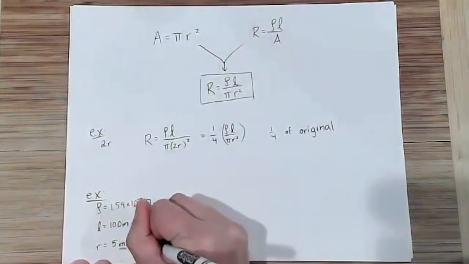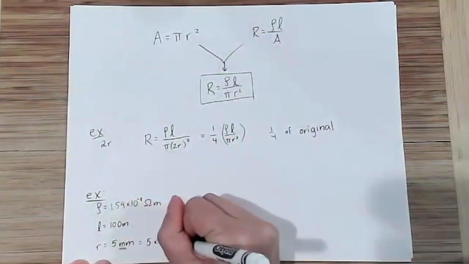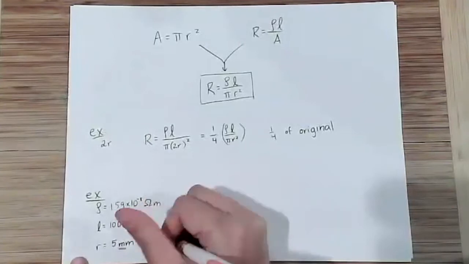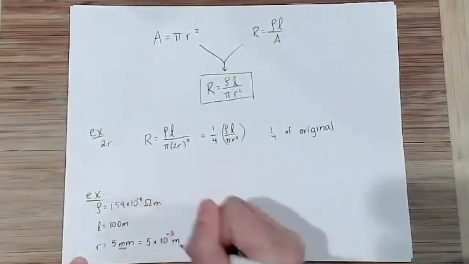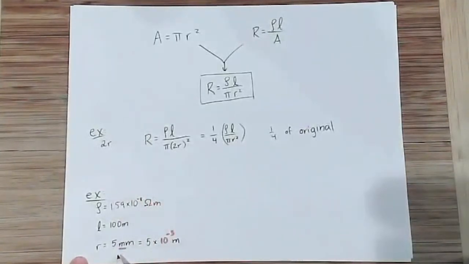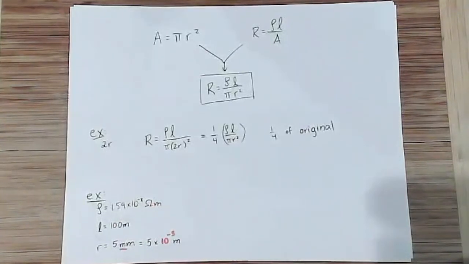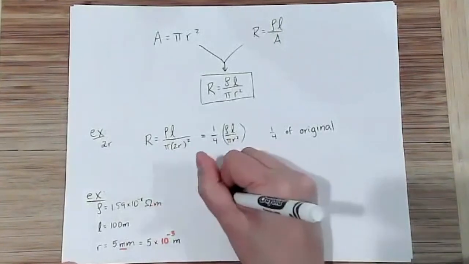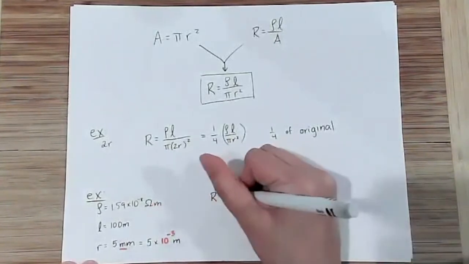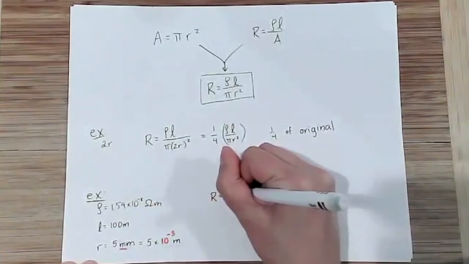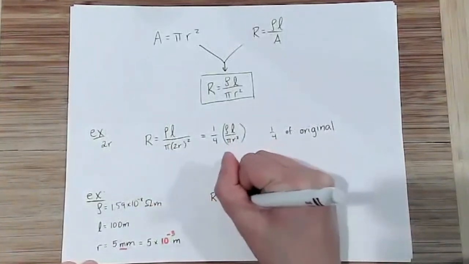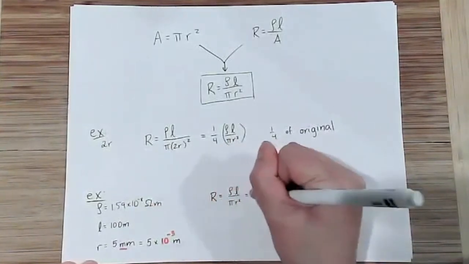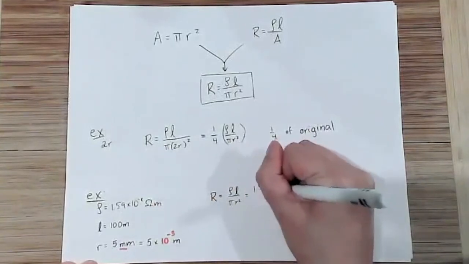Looking this up on my chart, 5 millimeters is 5 times 10 to the negative 3 meters. So I'm replacing the m for milli with 10 to the negative 3. But from here on out, I can just substitute and solve. So the resistance of this wire would be rho L over pi r squared. So that's 1.59 times 10 to the negative 8th.